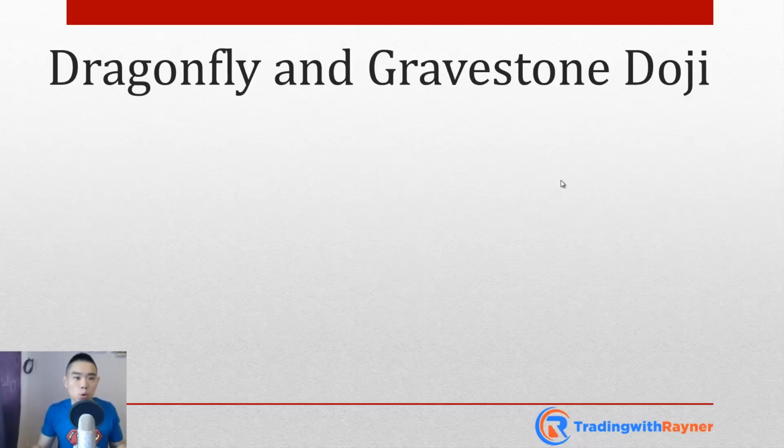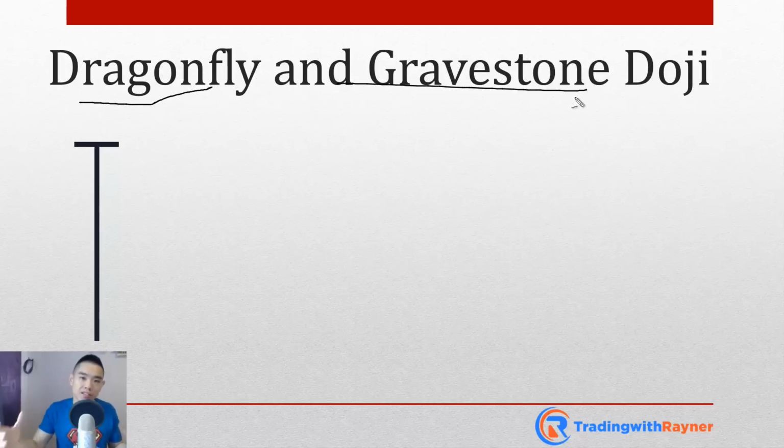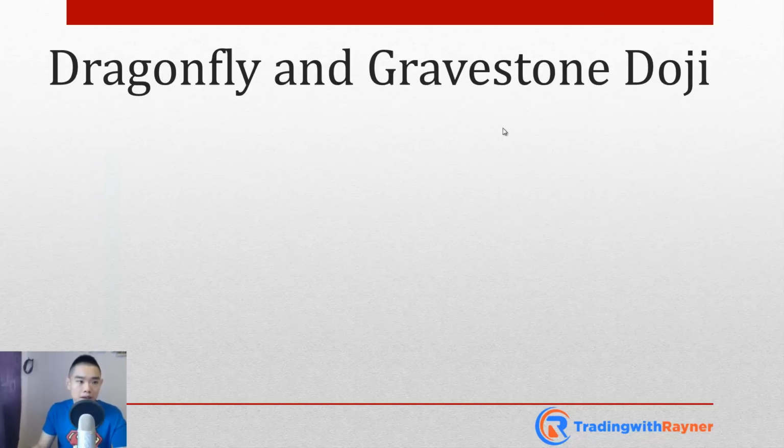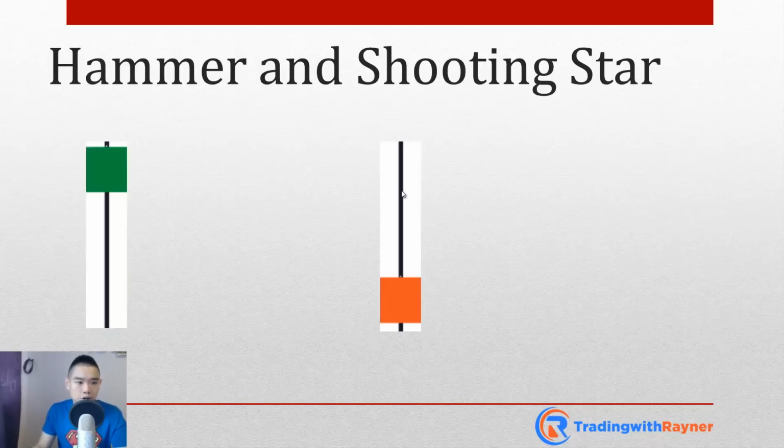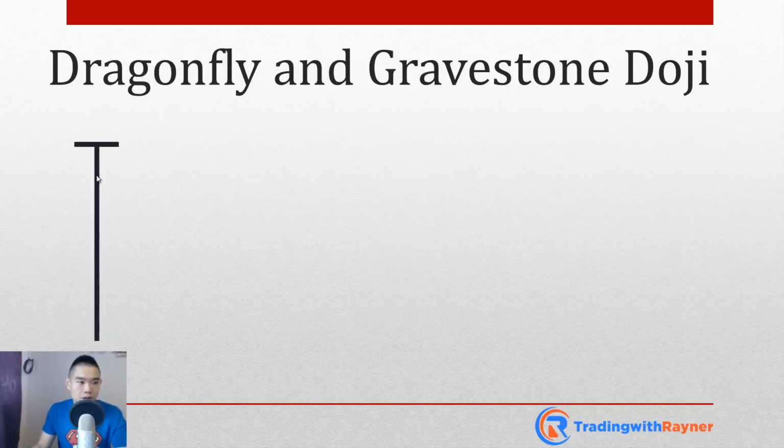Dragonfly and the gravestone doji. It sounds a handful, but really the pattern is very similar to the hammer and shooting star. The only difference is that a regular doji simply means indecision in the markets, but for the dragonfly and gravestone doji, it's a sign of price rejection. Because if you look at it, it's very similar to the hammer and shooting star that you've seen earlier. Let me just go back a little bit. Hammer, shooting star. Dragonfly doji, gravestone doji.